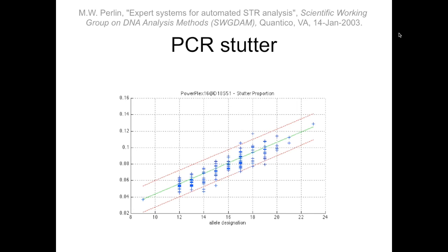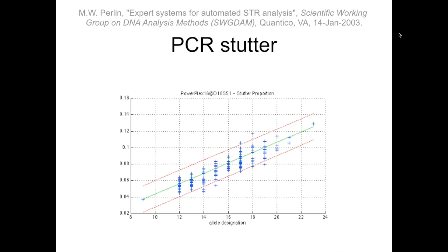PCR stutter is a phenomenon that I first started writing about in 1995 in the American Journal of Human Genetics. And this picture is taken from a talk I gave at SWGDAM in 2003, where I talked about stutter. This is for locus D18. If you look on the x-axis, you see increasing allele designation, and the y-axis is showing the stutter proportion. And as you know from your experiments, as the allele length increases, the amount of stutter on average increases.